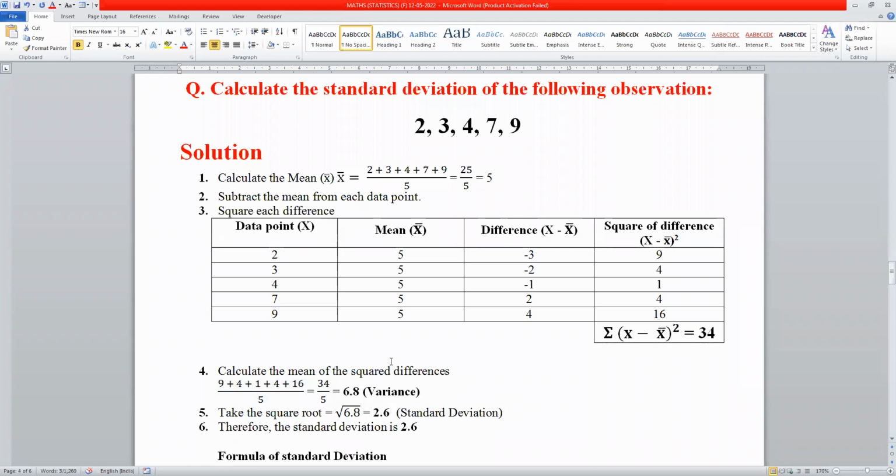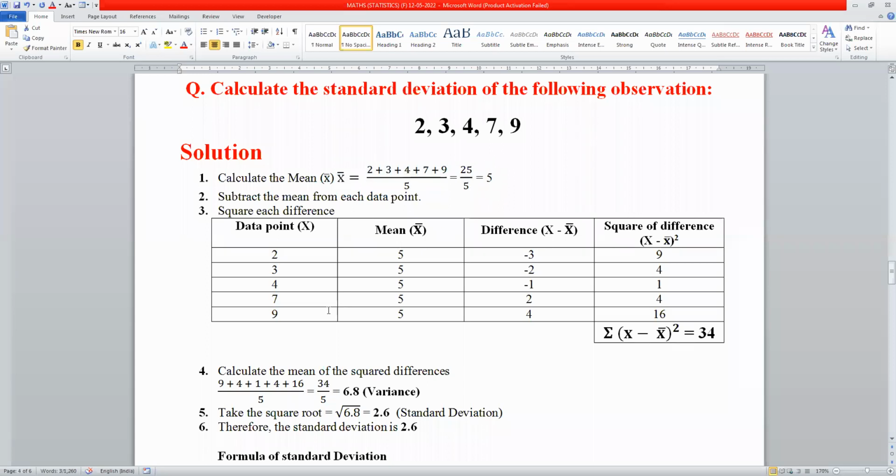I would like to tell you how to calculate the standard deviation of the following observations. There are 5 observations, these 5 data points. To calculate variance and standard deviation, first of all, you calculate the mean. How to calculate the mean? It is the summation of all the observations divided by the number of observations. 2 plus 3 is 5, 5 plus 4 is 9, 9 plus 7 is 16, 16 plus 9 is 25. 25 by 5 is 5.